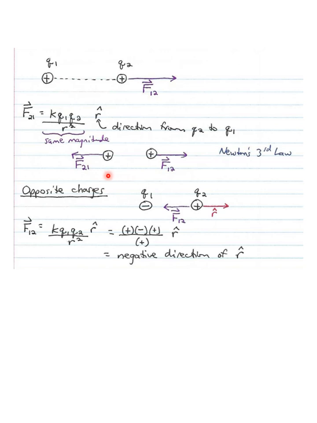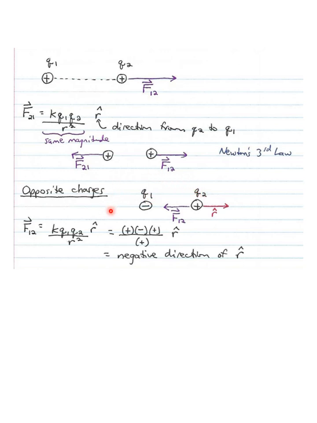Now, if they are opposite charges, then if you go back up to the equation, it doesn't matter which one is positive and which one is negative, but if they are opposite, meaning one of them is positive and the other is negative, then this entire expression is going to be negative, which means the force of 2 acting on 1, or 1 acting on 2, whichever one you're going to do, is going to be in the negative direction. So if you look at this example here, we have a negative and a positive charge.